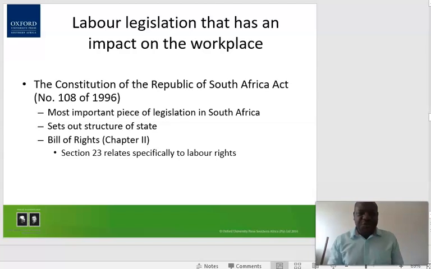Then we move on to the labor legislative acts that have an impact at the workplace. This is part of your tutorial task, which you are supposed to submit. So we must know that the Constitution of the Republic of South Africa Act, which is number 108 of 1996, is the most important piece of legislation in South Africa. This sets out the structure of the state and also covers the Bill of Rights. And in terms of the Bill of Rights, Section 23 relates specifically to labor rights, the rights that employees have.